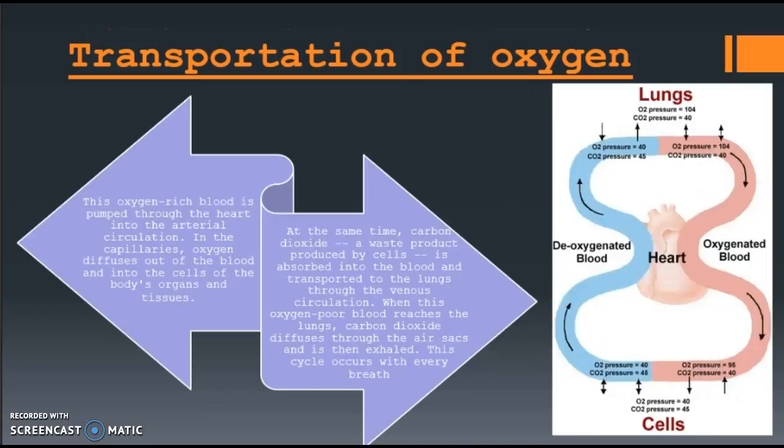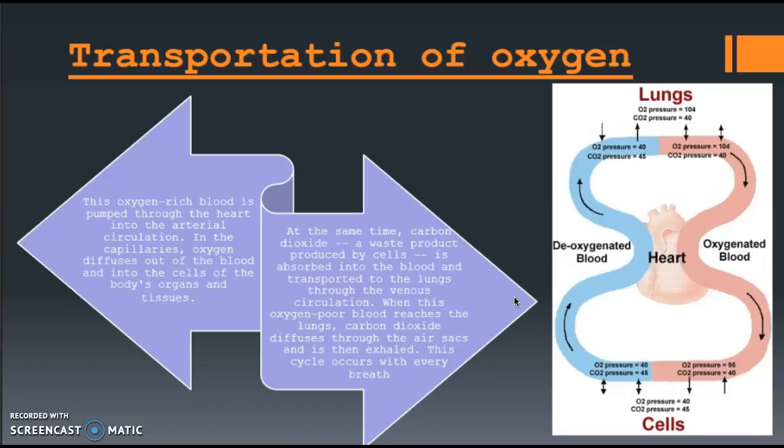So then we're going to be moving on to the transportation of oxygen. So this oxygen-rich blood is pumped through the heart into the arterial circulation. So in the capillaries, oxygen diffuses out of the blood and into the cells of the other body's organs and tissues. And at the same time, carbon dioxide, which is a waste product made by the cells, is absorbed into the blood and transported to the lungs through the venous system.